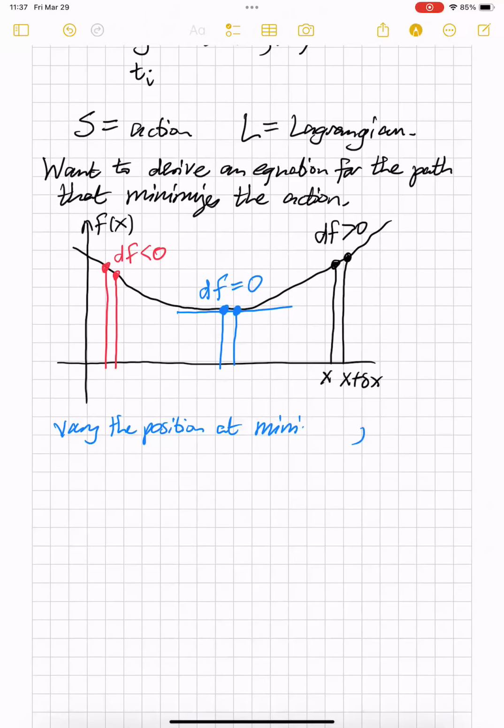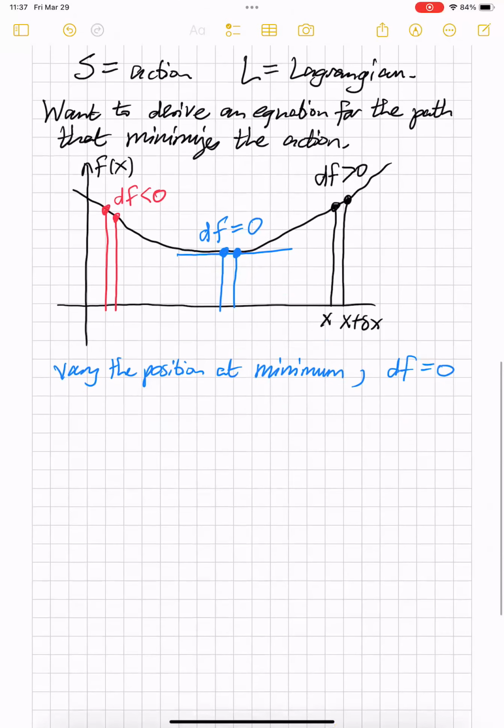At the minimum, you find that df is equal to 0. And that characterizes the minimum. The fact that if you change the position slightly, the function doesn't change. That shouldn't surprise you too much. In fact, this is something that you know.